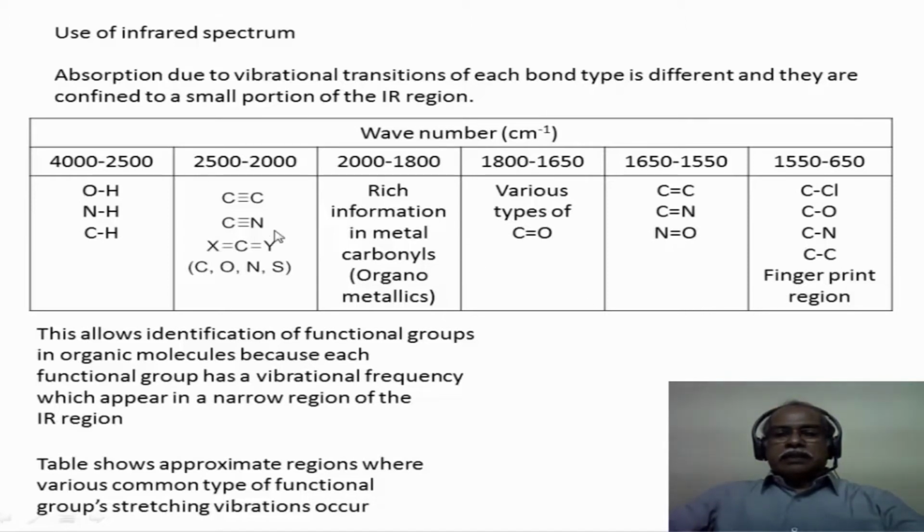So these 6 regions allow one to identify functional groups in an organic molecule, because each functional group has a vibrational frequency which appears in a narrow region of the infrared spectrum. This table essentially shows the approximate regions where the various types of organic functional groups' stretching vibrations occur, in terms of the various regions that are identified here.